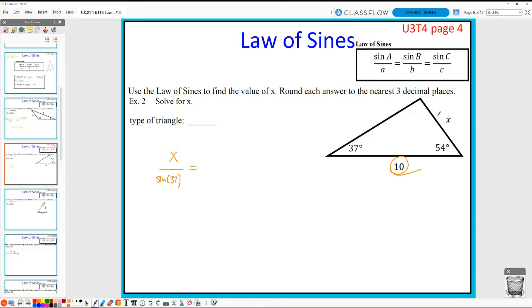Now, what's good is they gave me 2 out of the 3 angles, right? And I know that a triangle has 180 degrees. So 180 minus 37 minus 54. I believe this is 89. Just to double check. Yes, this is in fact 89 degrees. Okay, so with that, I can now set up my equation where I have 10 over the sine of 89. Okay, again, I'm going to multiply both sides by sine of 37.